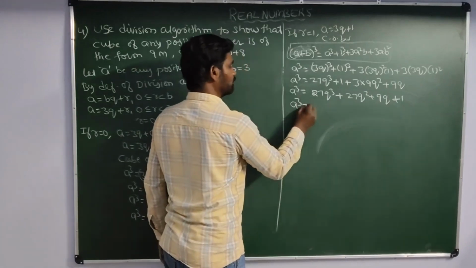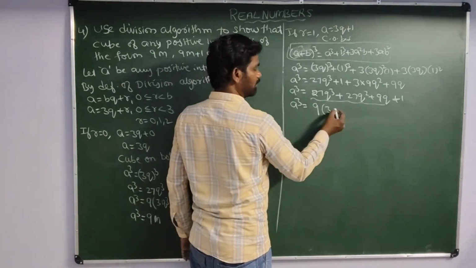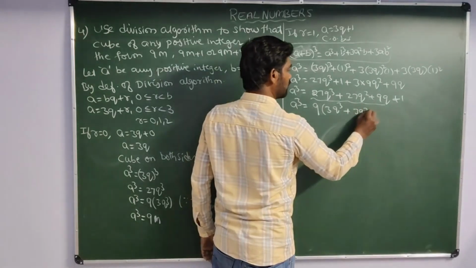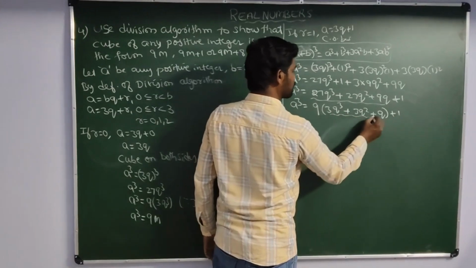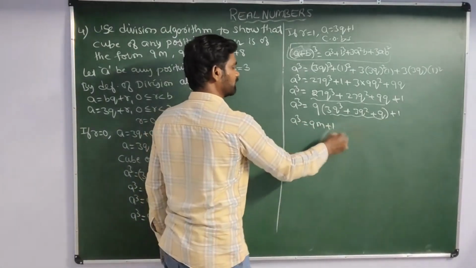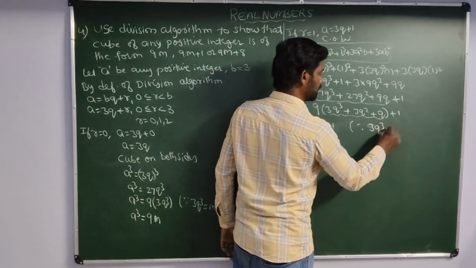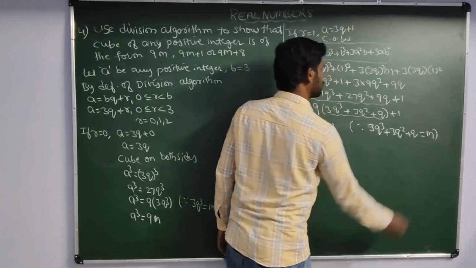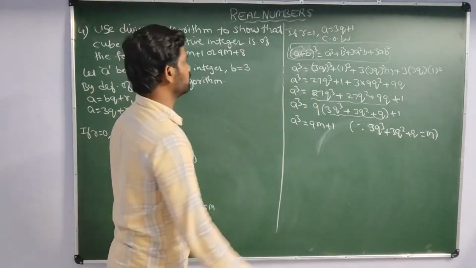So a³ is equal to, among this we can take 9 common. So 9(3q³ + 3q² + q) + 1. Now consider this total as m. So a³ is equal to 9m + 1. So we have to mention here that 3q³ + 3q² + q is nothing but m. So that is a³ is equal to 9m + 1.